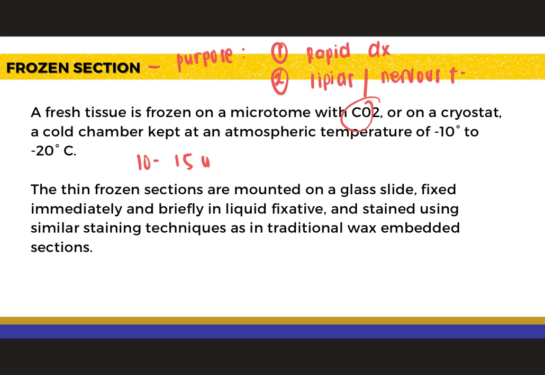Again, your cryostat is a cold chamber with a temperature between -10 degrees Celsius to -20 degrees Celsius. Important thing to remember in the method of your frozen section: the thin frozen sections are mounted on a glass slide, fixed immediately and briefly in a liquid fixative, and stained using similar staining techniques as in traditional wax embedded sections.